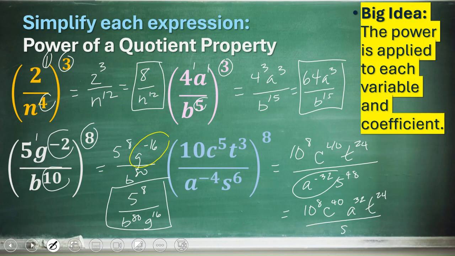Because I like little math humor, I spelled a word in this one. That a to the 32nd can be placed anywhere in the numerator of this fraction and be correct, although we tend to write coefficients first. That's the most correct way to do it. 10 to the 8th, by the way, is a huge number. That's why I'm not expanding it.